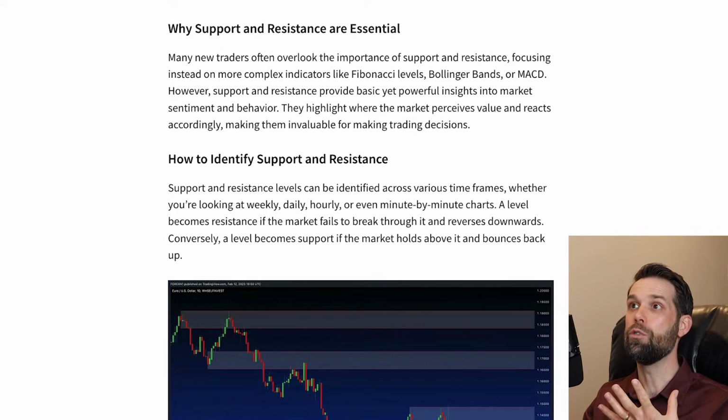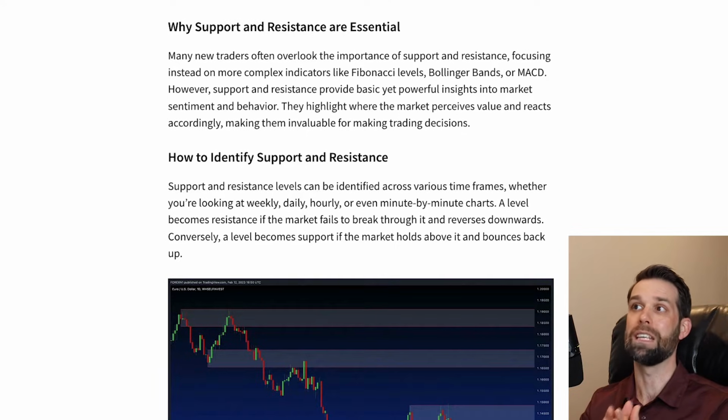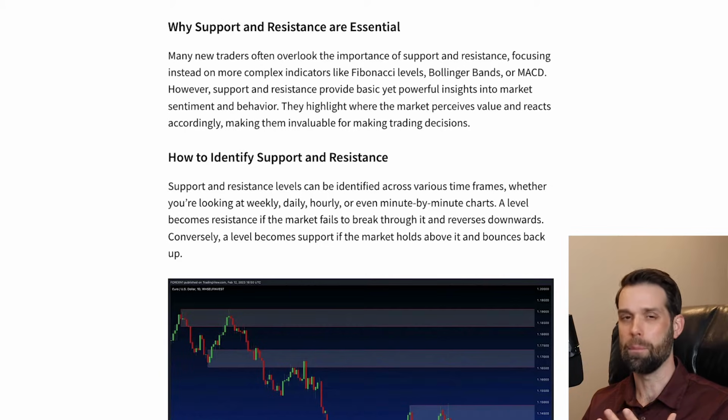Well, many new traders often overlook the importance of support and resistance. They focus instead on more complex indicators. And we're going to get into these as well: Fibonacci levels, Bollinger Bands, and so on. However, support and resistance provide basic yet powerful insights into market sentiment and behavior. So we're going to talk about the psychology behind these levels as well.